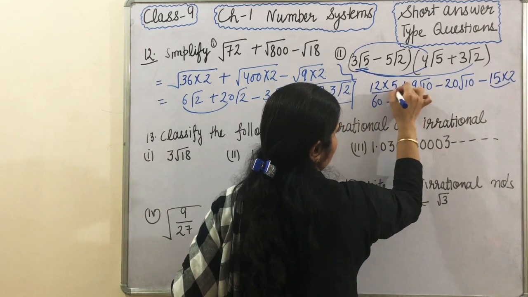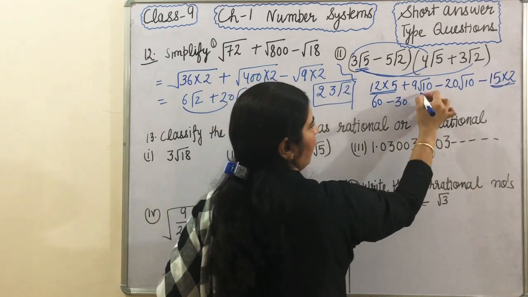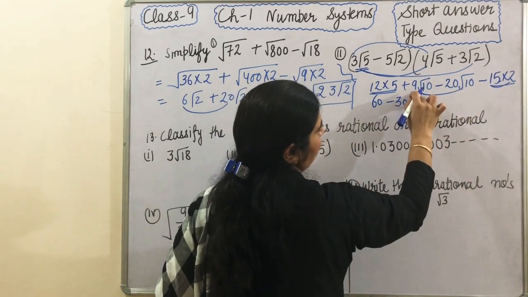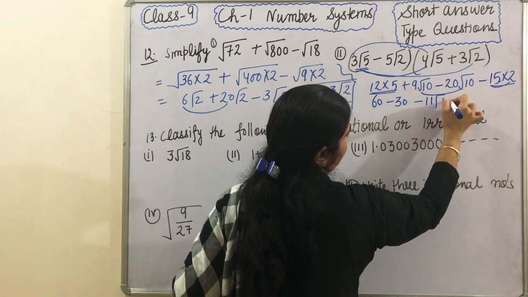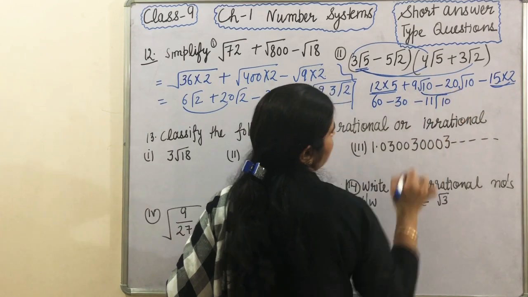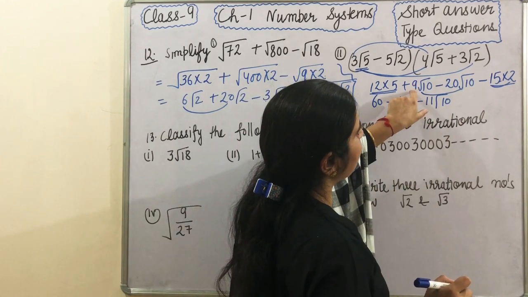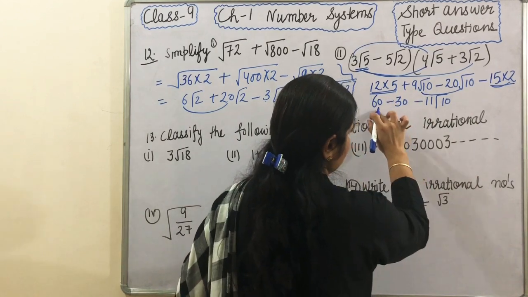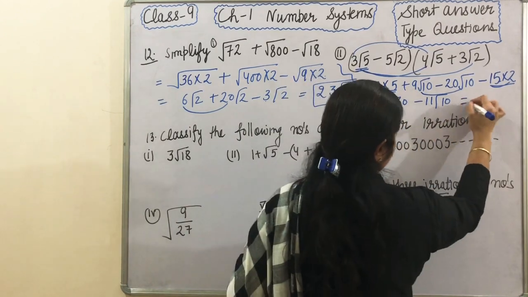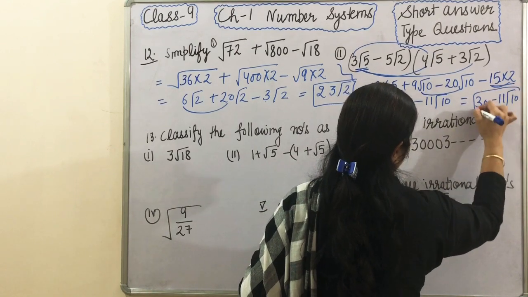We'll arrange the like terms, first the terms without root and then the terms with root. 9 root 2 minus 20 root 2 minus 11 root 10. Here it is 10, sorry, I was just telling him this number as 9 root 2. This is 9 root 10. 60 minus 30 is 30, minus 11 root 10 is the final answer.